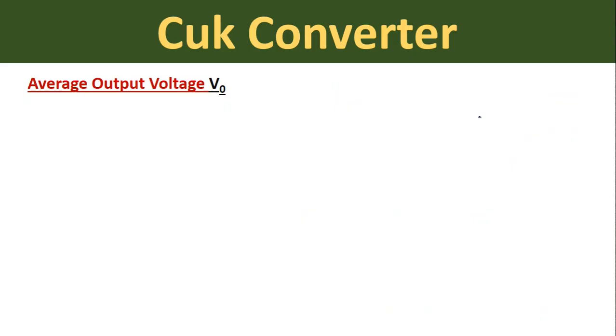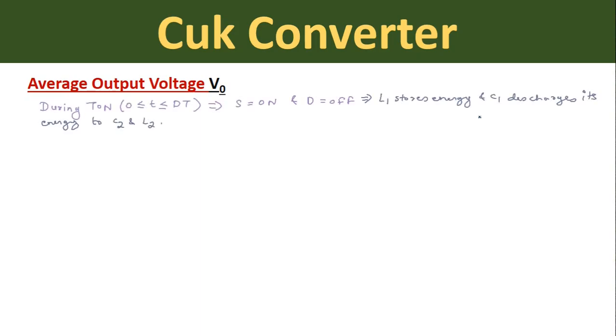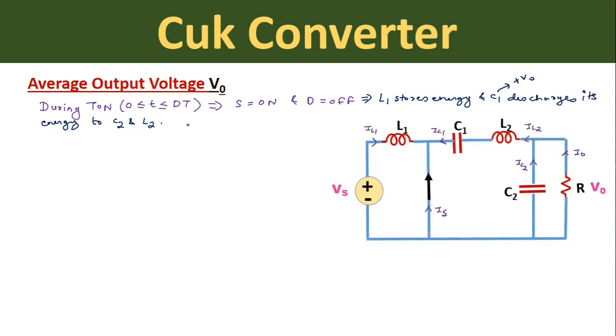First we are going to derive the average output voltage V0. During on period of the switch, that is from time 0 to dT, this switch S will be on and diode D will be in the off condition. During the on period of the switch, L1 inductor stores energy and C1, which was initially charged with voltage of plus V0, discharges its energy to capacitor C2 and L2. This is the circuit diagram of Chuk converter during on period of the switch.